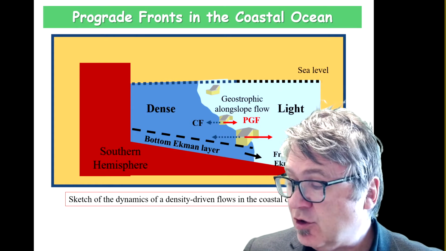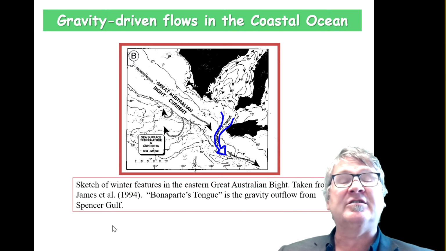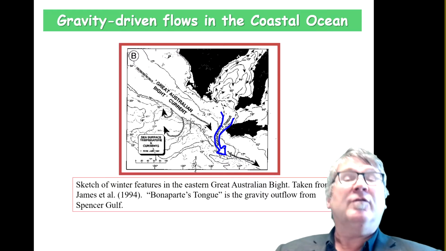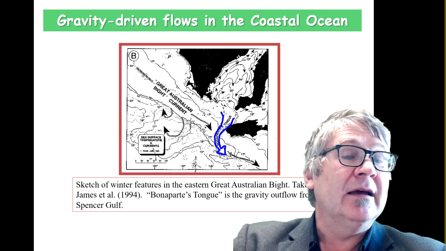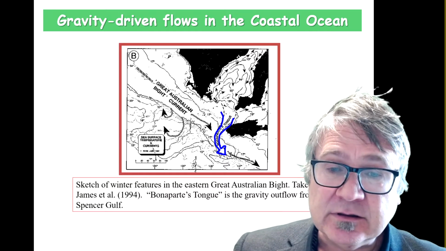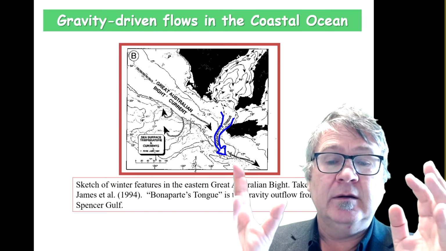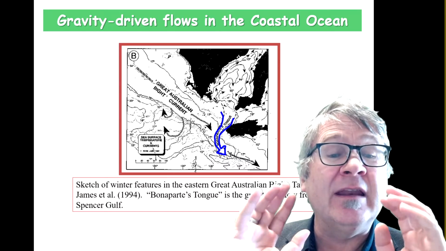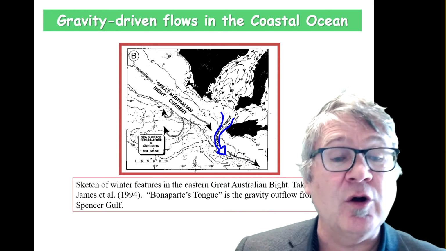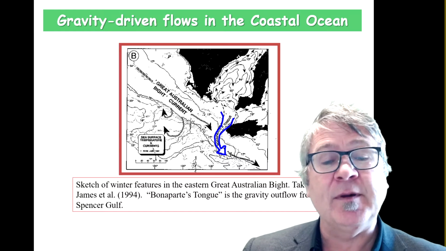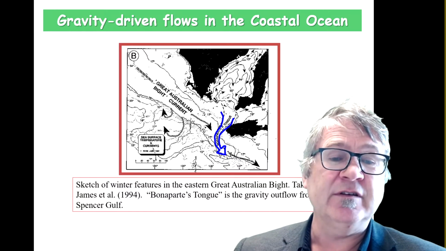And I want to also show you a real example on the next two slides. There is actually an outflow of dense water from Spencer Gulf happening in late winter each year. So in late winter, an outflow of heavy water flows near the bottom. Historically, this outflow has been called Bonaparte's Tongue, and there's a sketch of this tongue.